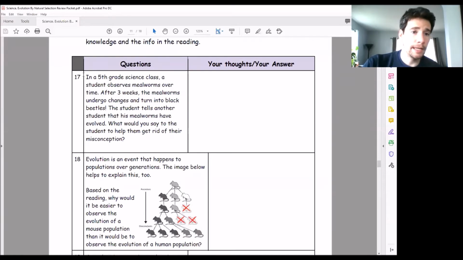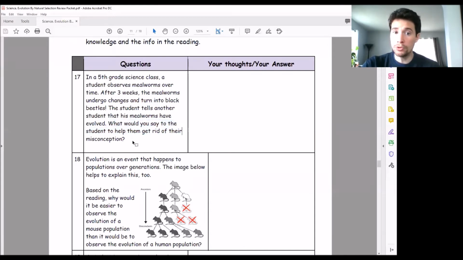So here are the questions, right? In a 5th grade science class, a student observes mealworms over time. After 3 weeks, the mealworms undergo changes and turn into black beetles. The student tells another student that his mealworms have evolved. So we just saw the mealworms changing over their lifetime into the beetles. Is this evolution? We should know that this is not evolution.